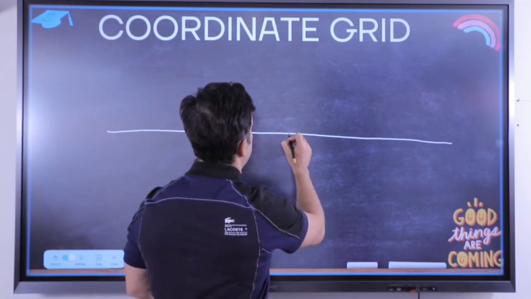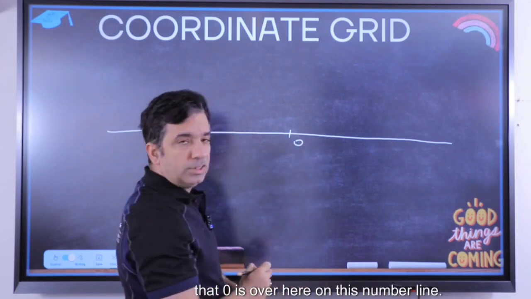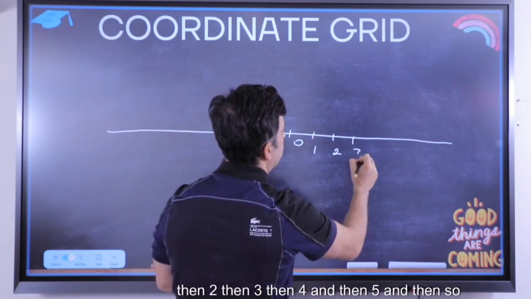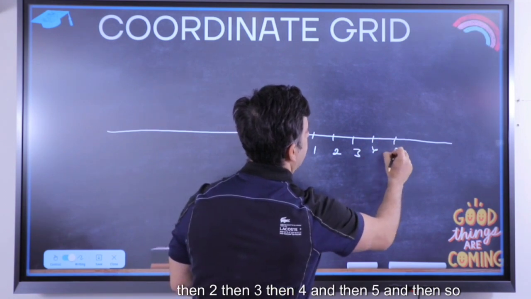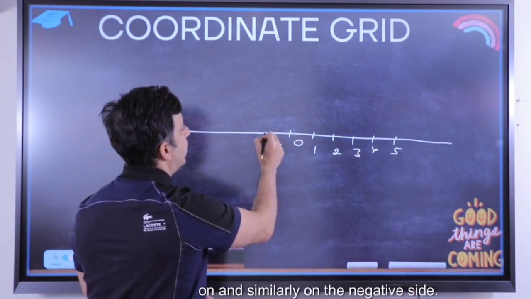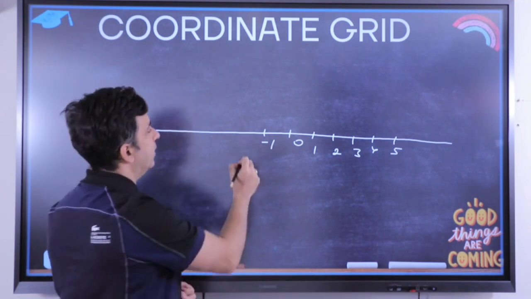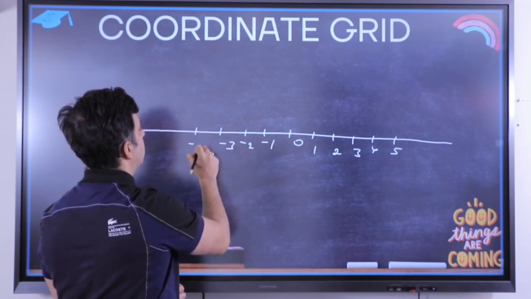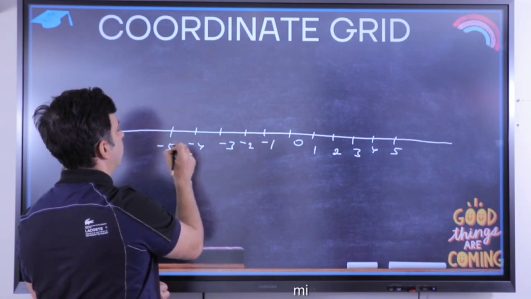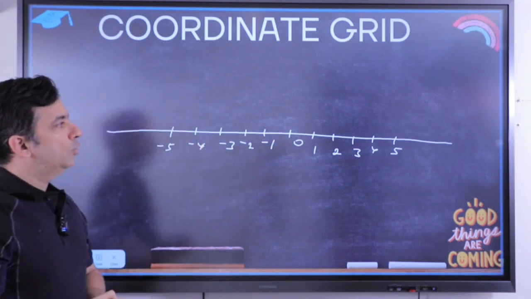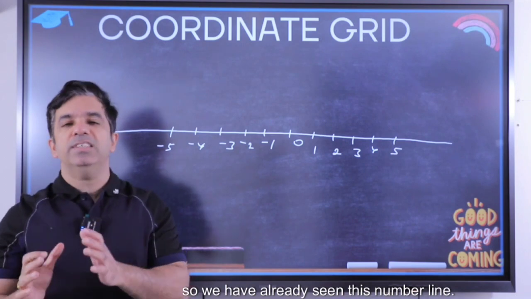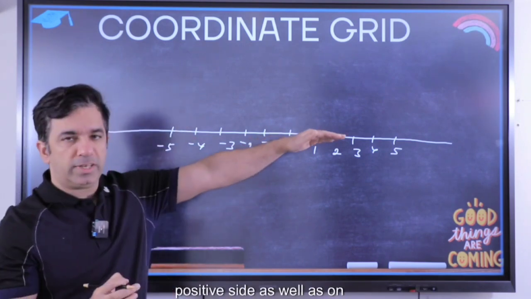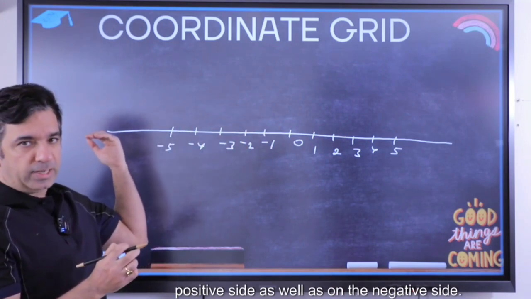So let's say that 0 is over here on this number line. Somewhere here on the positive side is 1, then 2, then 3, then 4, and then 5, and then so on. And similarly on the negative side there is a -1 here, then -2, -3, -4, -5. So we have already seen this number line. So this was the basic number line, and we know that this is getting extended on the positive side as well as on the negative side.